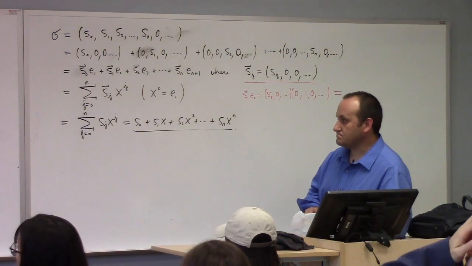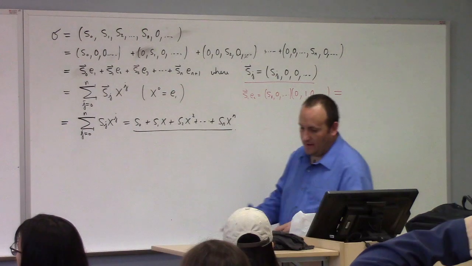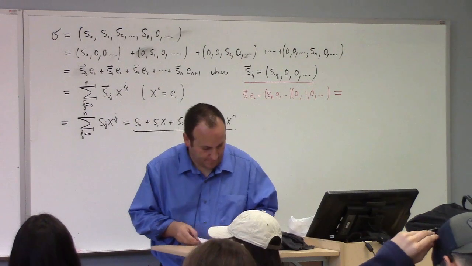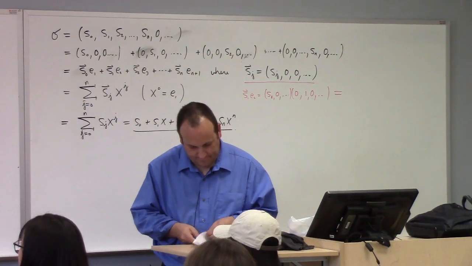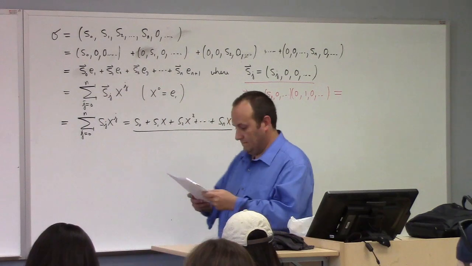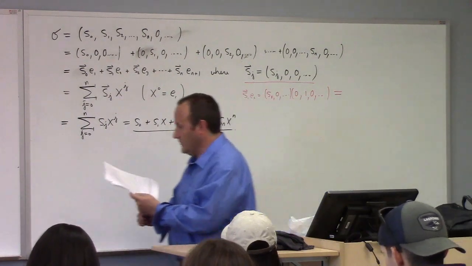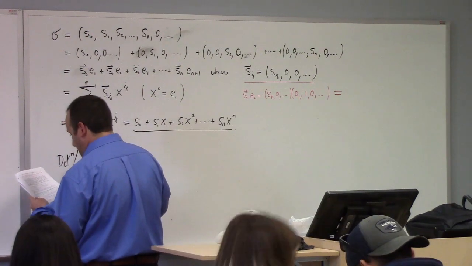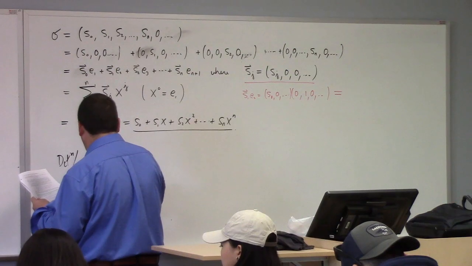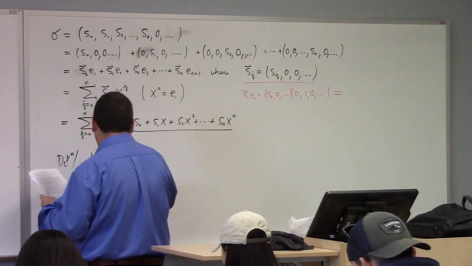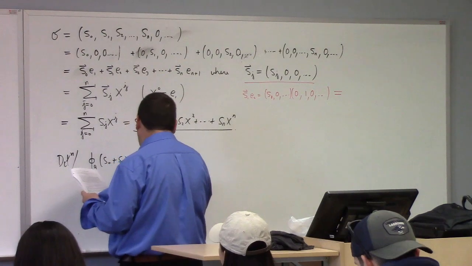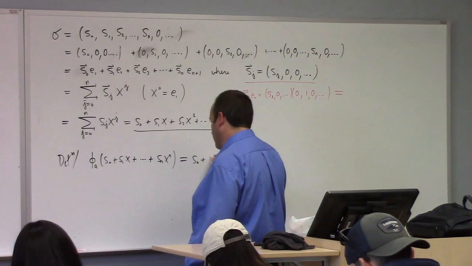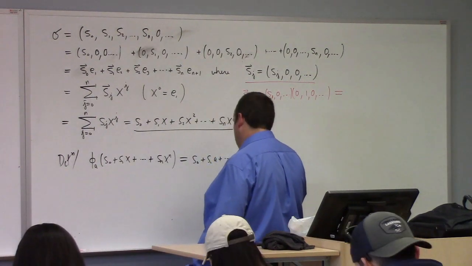Okay? All right, now we got these polynomials, and we can do things with them. So let's do some things with them, yeah? So the first thing we can do is define the evaluation map, right? So we say phi a of s0 plus s1x plus dot dot dot plus sn x to the n is equal to what? S0 plus S1a plus Sn a to the n.